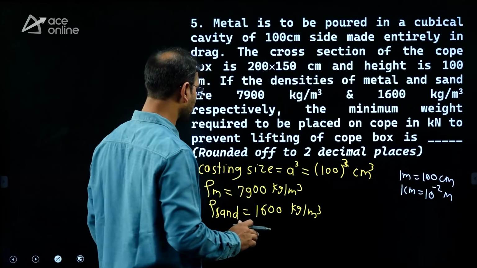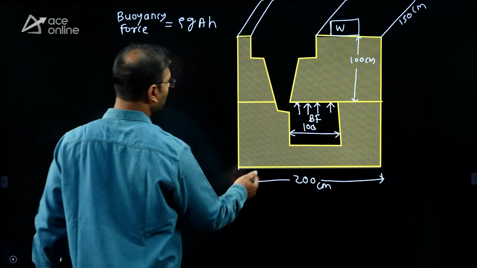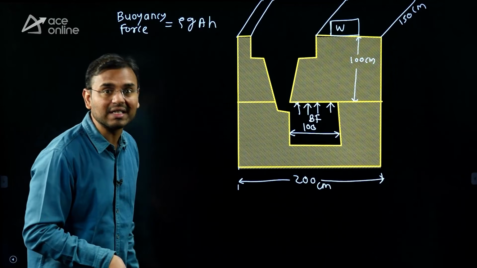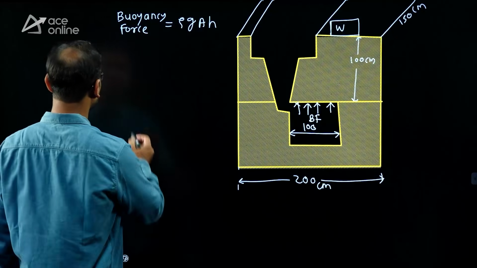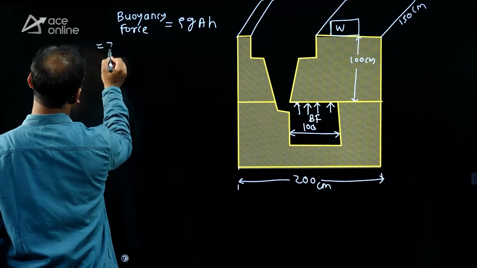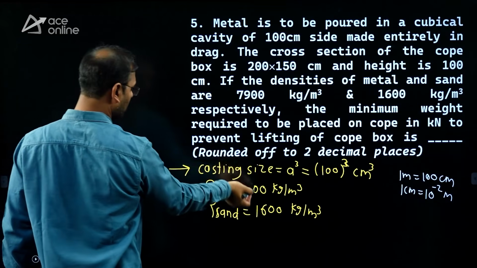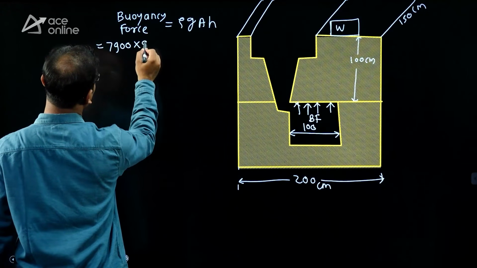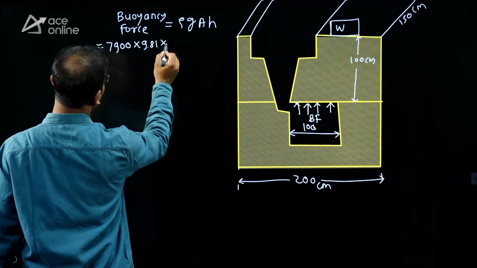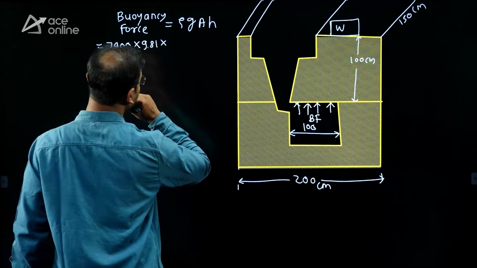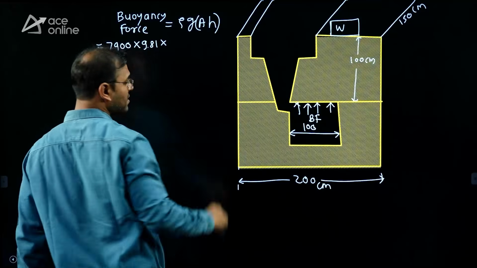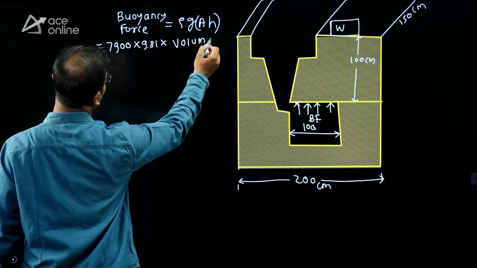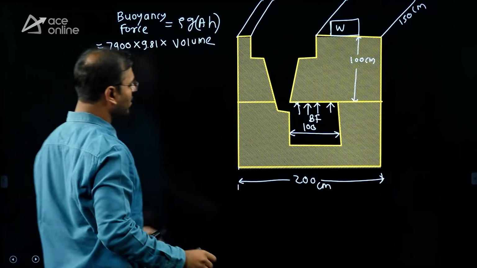Then here rho g h. Now I am going to calculate the buoyancy force. Rho is for molten metal. Molten metal is giving the net upward force. Therefore, the rho of molten metal. What is the rho of molten metal? It is 7900, if I am not wrong. G is 9.81 meter per second square. What is the area into h? Area into h is the biggest question, guys. Area into h is volume, the volume of that casting cavity.